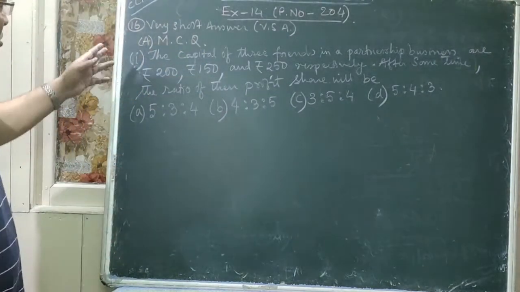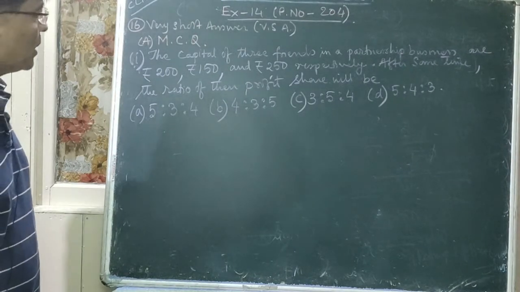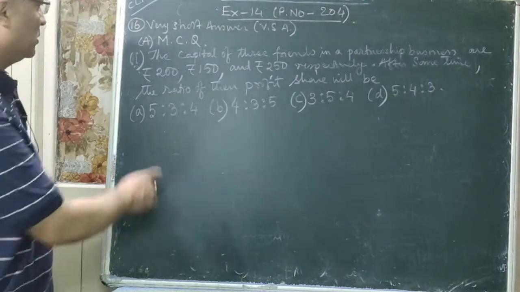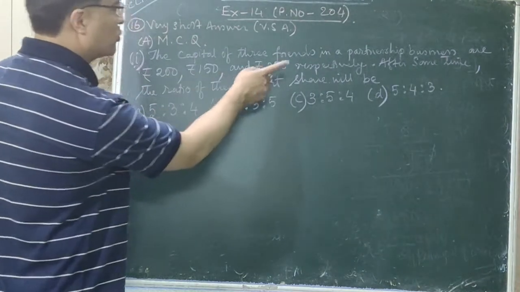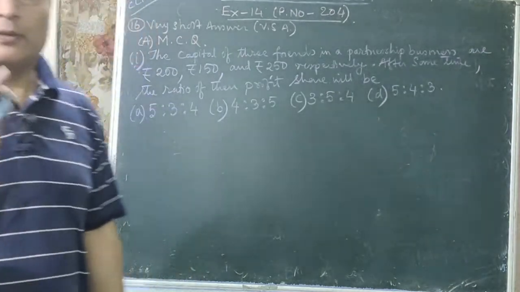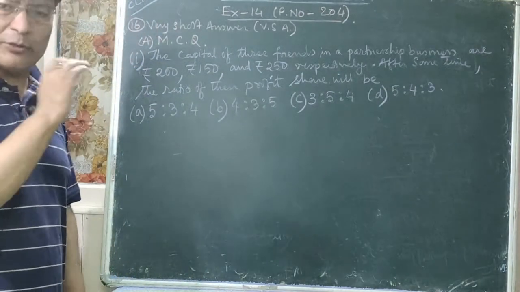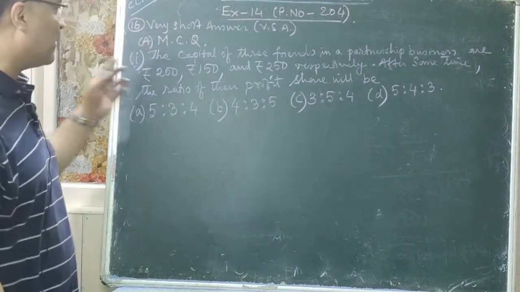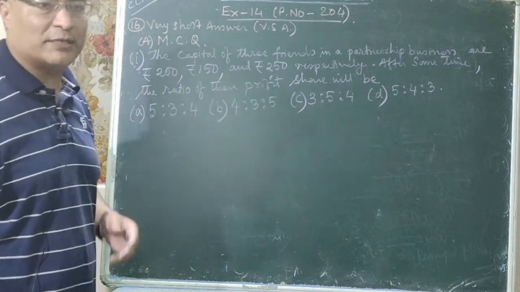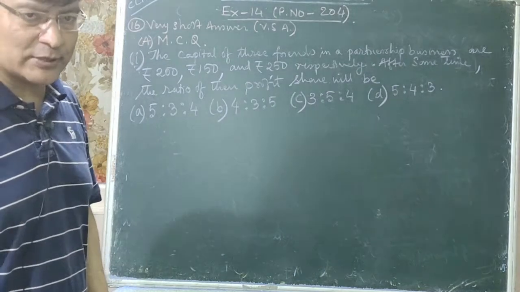Okay, so question number one: the capital of three friends in a partnership business are rupees 200, rupees 150 and rupees 250 respectively. The capitals of three partners are given in this partnership business. First partner's 200, second partner's 150, third partner's 250 respectively.